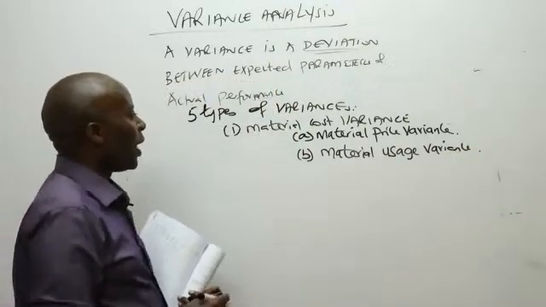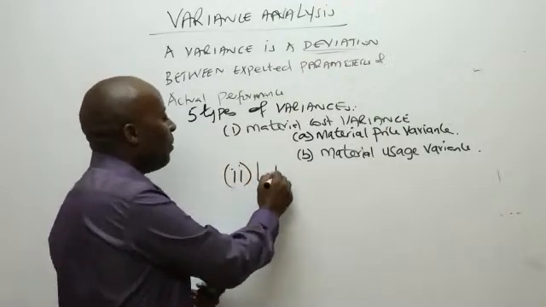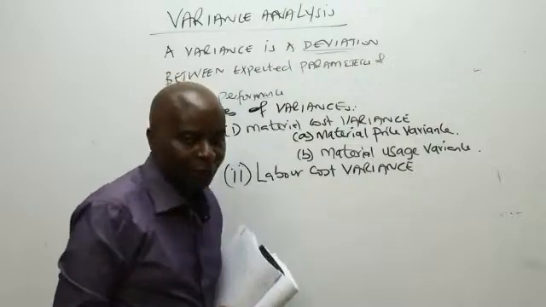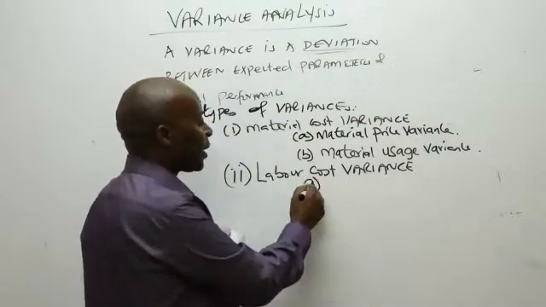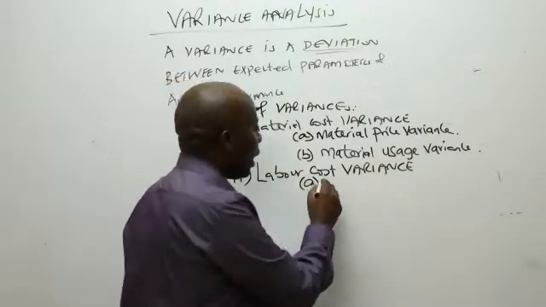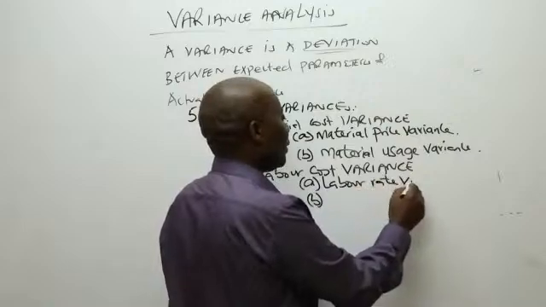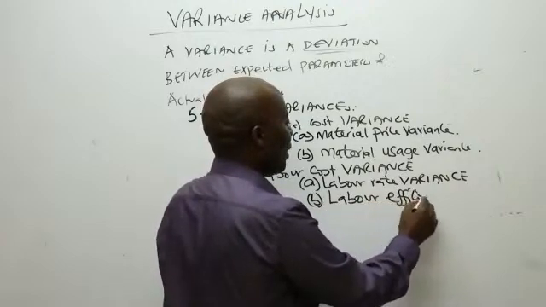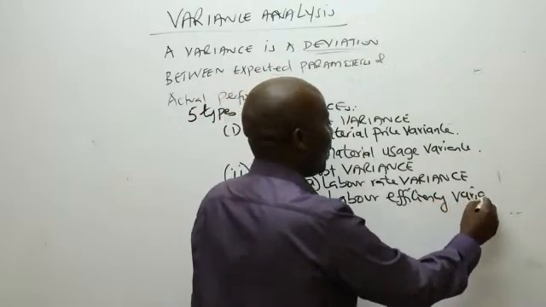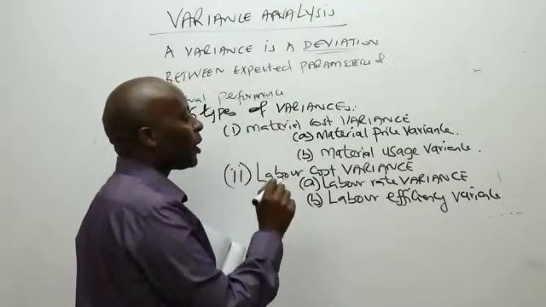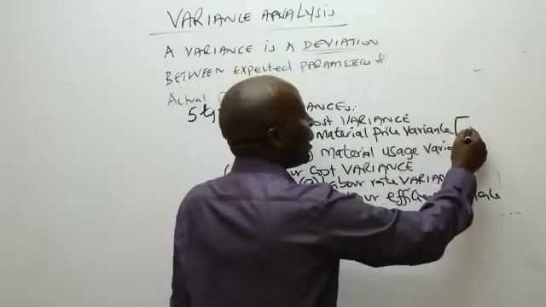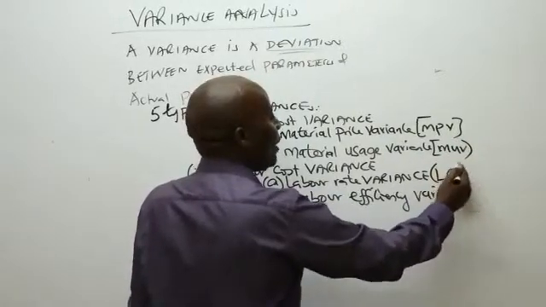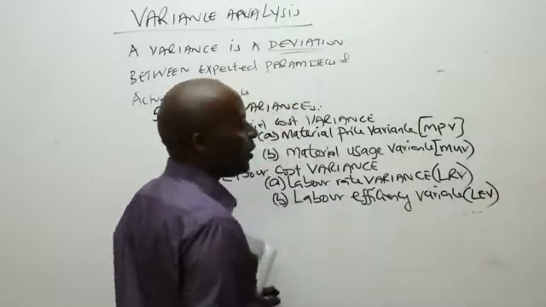Number 2, we have the labor cost variance, and the labor cost variance has 2 components: the labor rate variance and the labor efficiency variance. It is important for us to capture this in the form of acronyms. This one we will call MPV, this one MUV, this one LRV, and then we have LEV, labor efficiency variance.